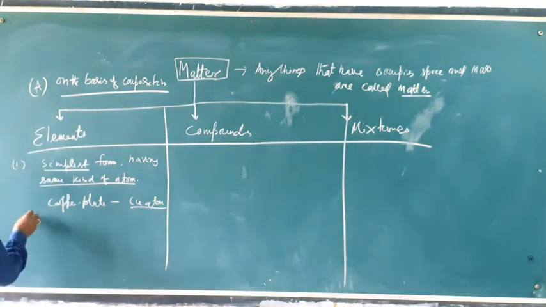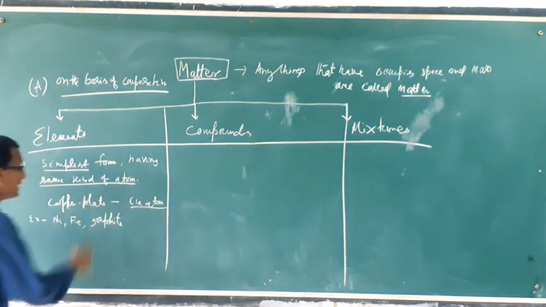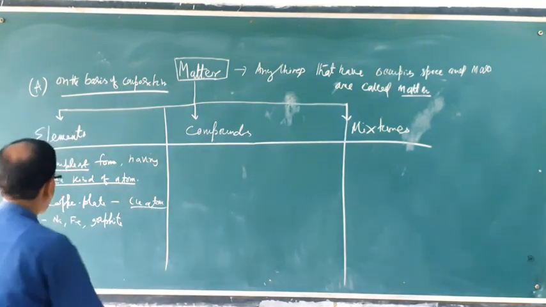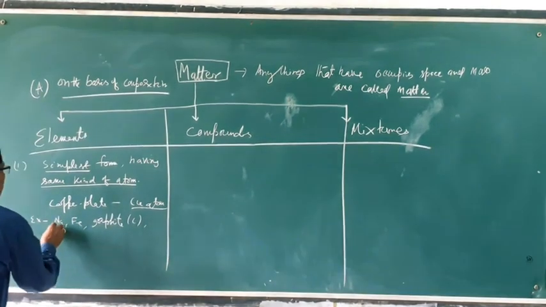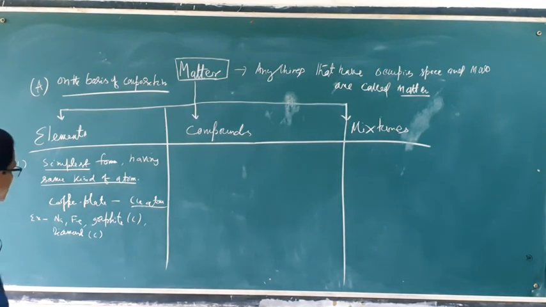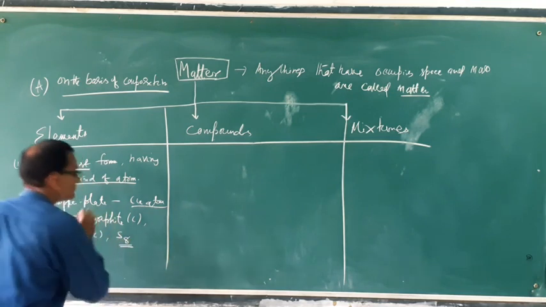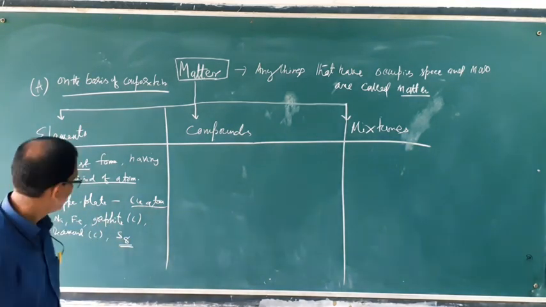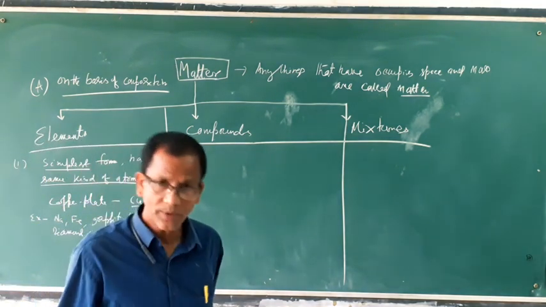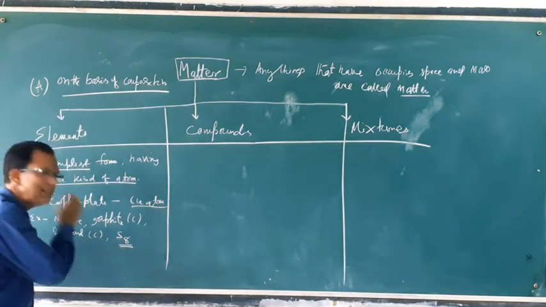What are the other examples? Other metals: sodium, iron. Graphite is an element because it is made of carbon. Diamond, made of carbon. So if I write sulfur, S8, what does it mean? It consists of 8 sulfur atoms. So it is made of the same atom, that is sulfur. That's why it is an element.